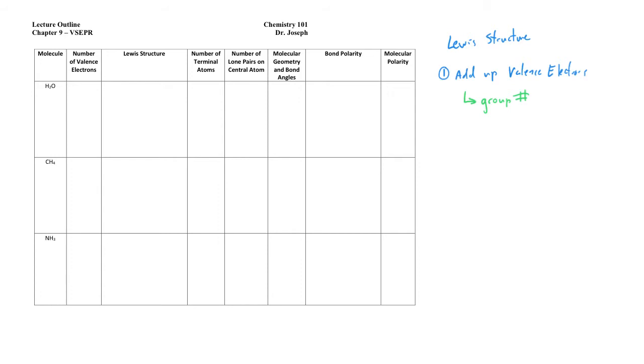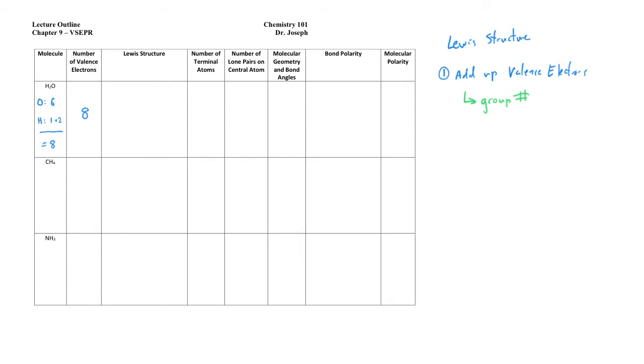We have to look at hydrogen and oxygen, what group those atoms are in, and how many valence electrons each one has. So we know oxygen is in group 6, so it has 6 valence electrons, and hydrogen is in group 1, so each hydrogen has 1 valence electron. We have 2 of them. So if we add up all of this, 6 plus 2 is 8. So we have 8 valence electrons to work with drawing our Lewis dot structure.